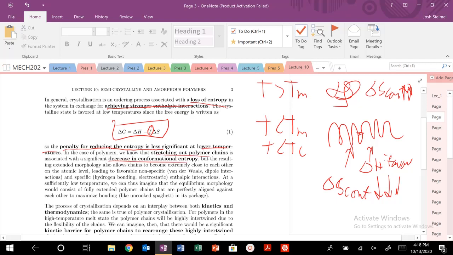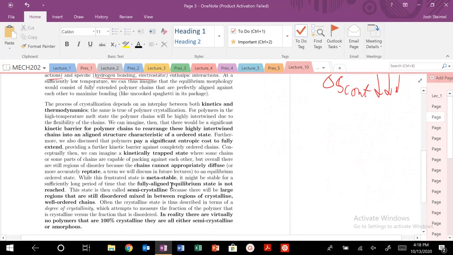We can decrease conformational entropy if we're able to gain in these enthalpic interactions. So non-specific van der Waals, dipoles, or specific hydrogen bonding, all these different types of interactions. Now the process of crystallization is fairly complex, and we are going to dive into it because it depends on both kinetic factors and thermodynamics.